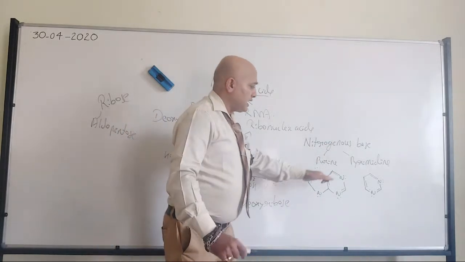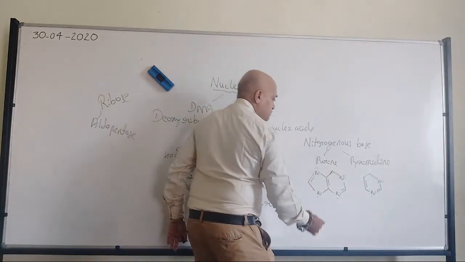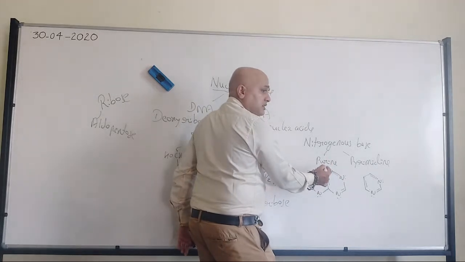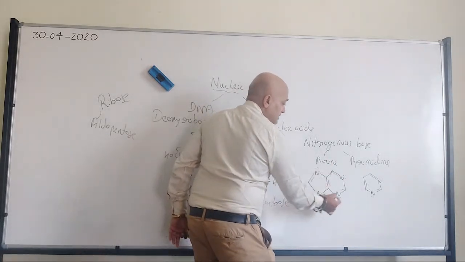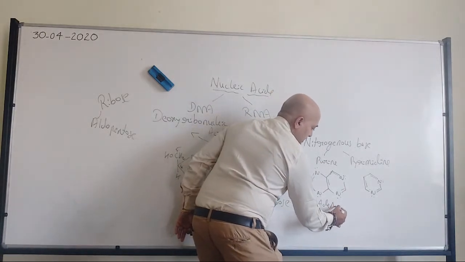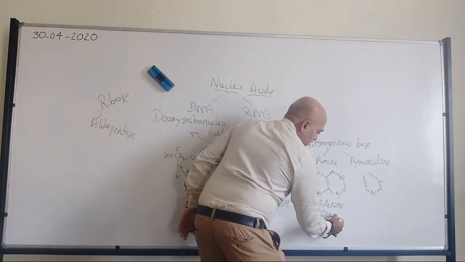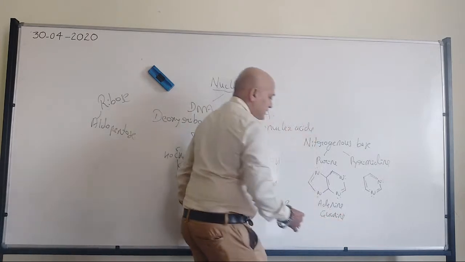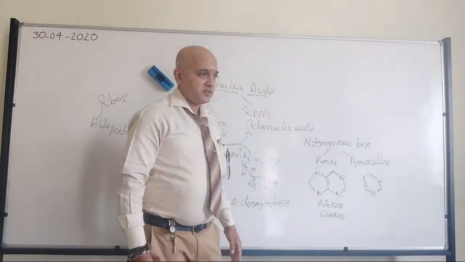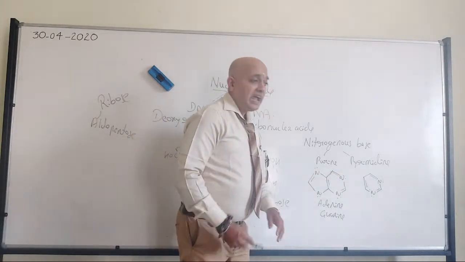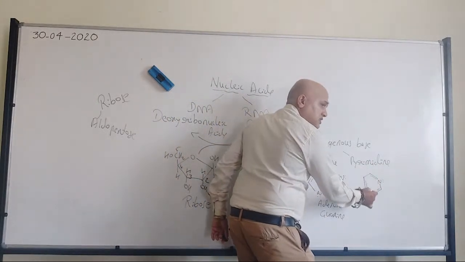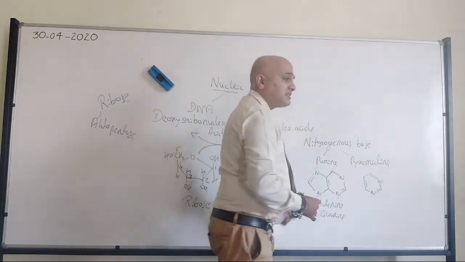Now some modification, I am not going into detail. When it comes to purine, the ring size is large, name is short. That's how you can remember. Ring size is more, but name is small. Examples are adenine and guanine. They differ with respect to substitution on this ring structure. One is adenine and one is guanine. Now in the case of pyrimidine, structure is small but name is large.